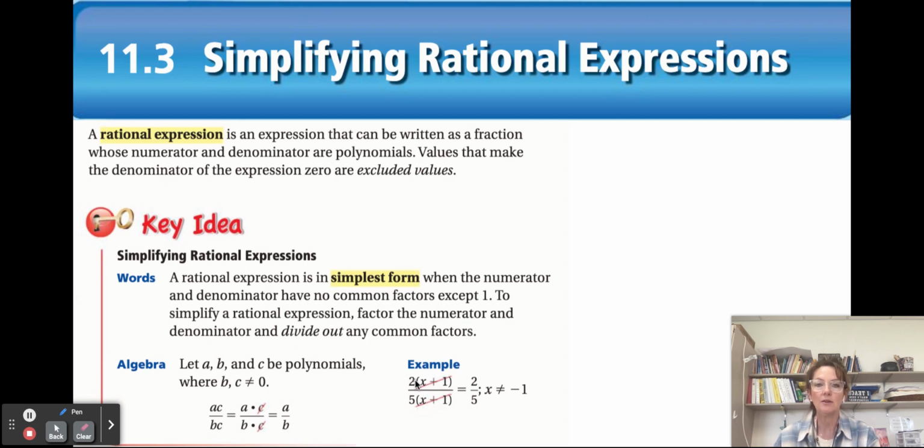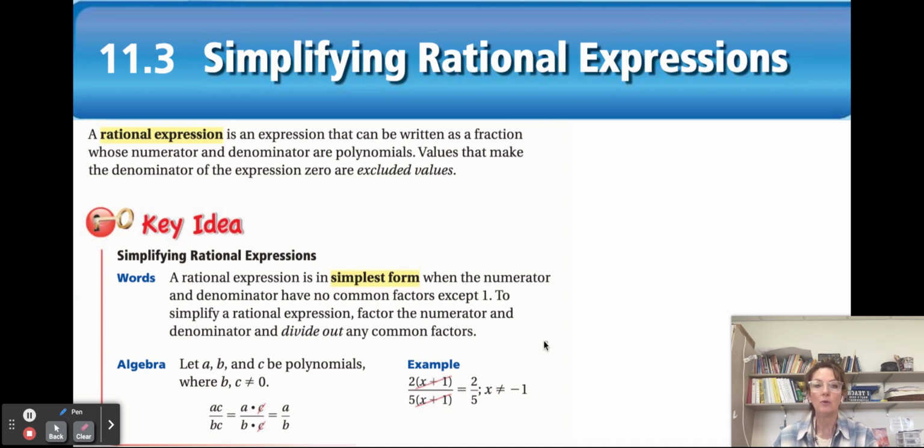Here, it's factored in the numerator, and the common factor is the expression x plus 1. So when you cancel that, because it's a fraction equal to 1, you're left over with 2/5. Now, in the denominator, x plus 1 cannot equal 0 because we cannot have the denominator equal to 0, and so that's why x cannot equal -1.